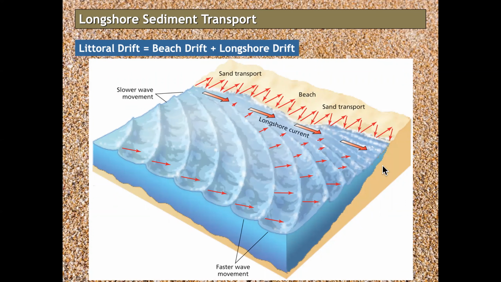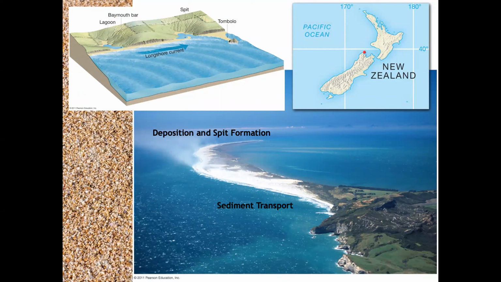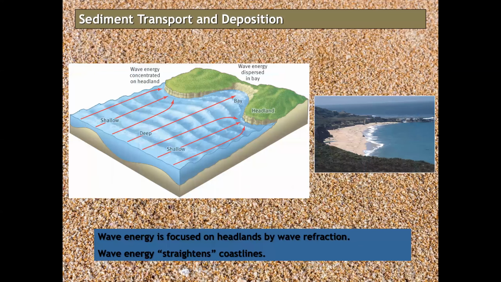And you get to see things like spits form and other sand depositional landforms happen as a result of running out of land. So when the longshore current slows down, whatever is being transported in it gets deposited. And so here's the idea of sediment transport and deposition. When you have things like this where you have headlands, the energy is concentrated in here, and then the sand gets deposited here.